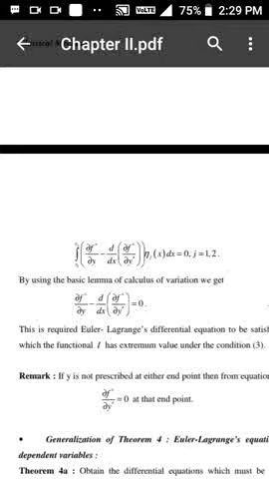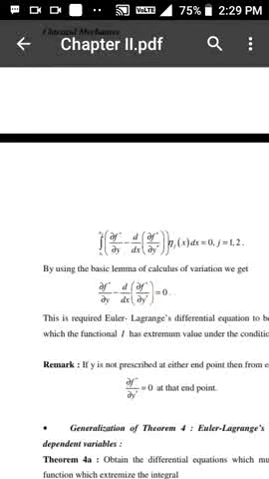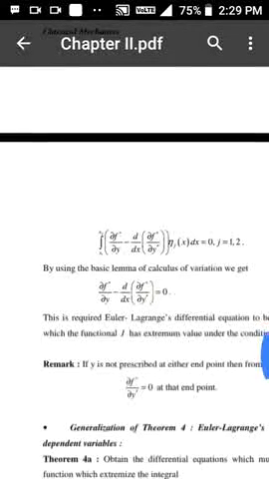Del f star by del y minus d by dx of del f star by del y dash is equal to 0. This is the required Euler-Lagrange differential equation to be satisfied by y of x, for which the functional I has an extremum value under the condition.